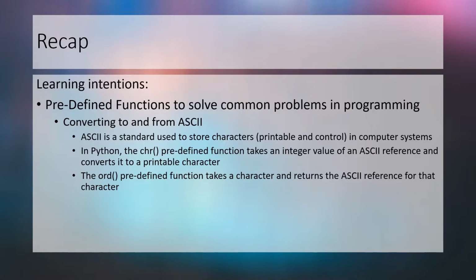Last week we were looking at using predefined functions to convert a character to and from ASCII reference. We used the char predefined function, which takes an integer value to convert it to an ASCII character. We then used the ord predefined function to take a string character and return the ASCII reference value for that character.